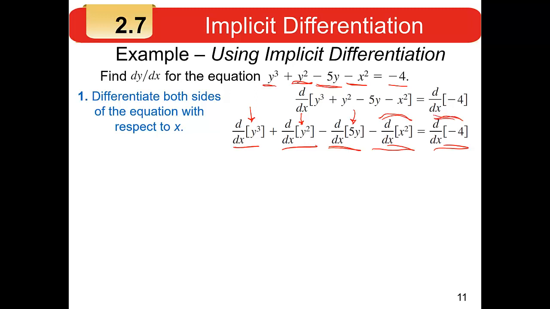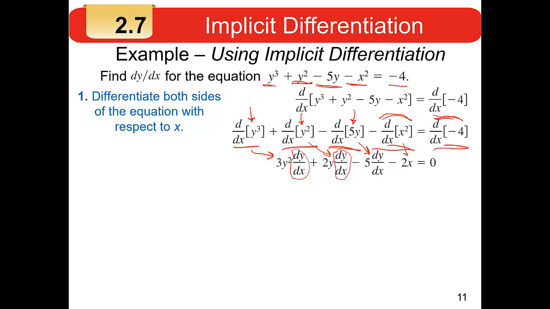So when you actually take your derivatives, you're going to get the derivative of y cubed with respect to x as being 3y squared, and then because y is a function of x, you've got to multiply by dy over dx. And then when you take the derivative of y squared, you're going to get 2y. But again, because y is a function of x, you've got to use the general power rule, which says to multiply by the derivative of y with respect to x. Same thing for the third. The derivative of 5y is going to be 5 times dy over dx, because y is a function of x.